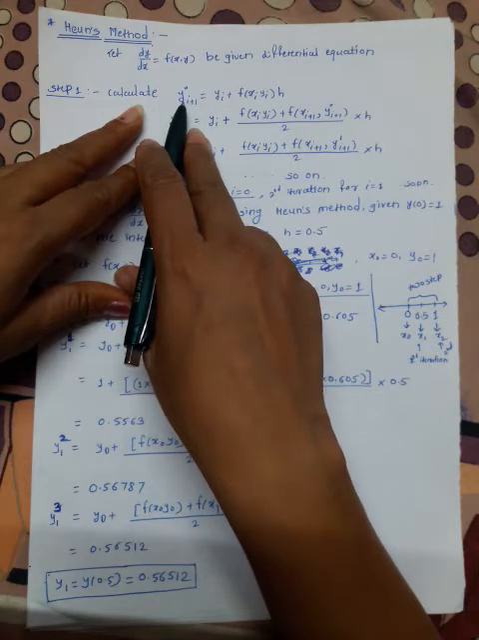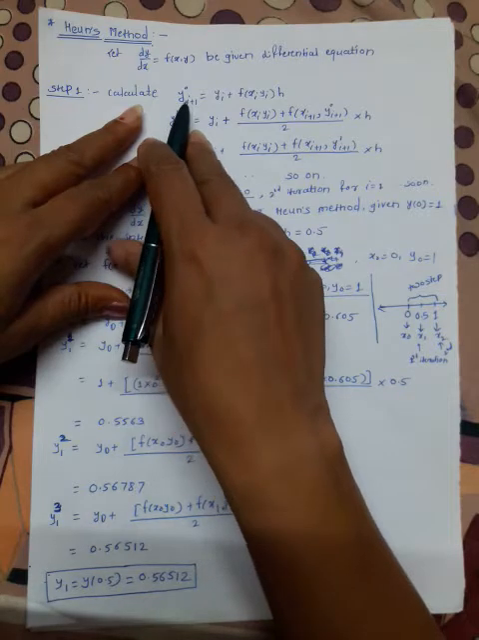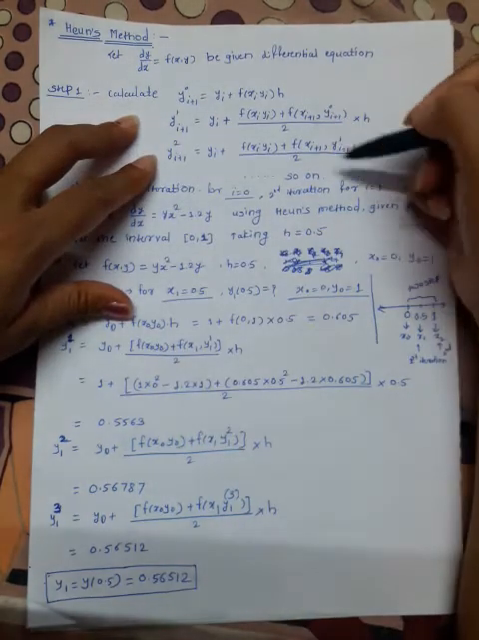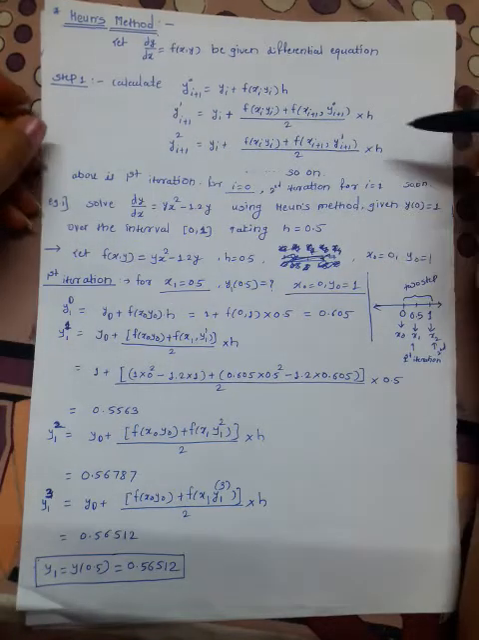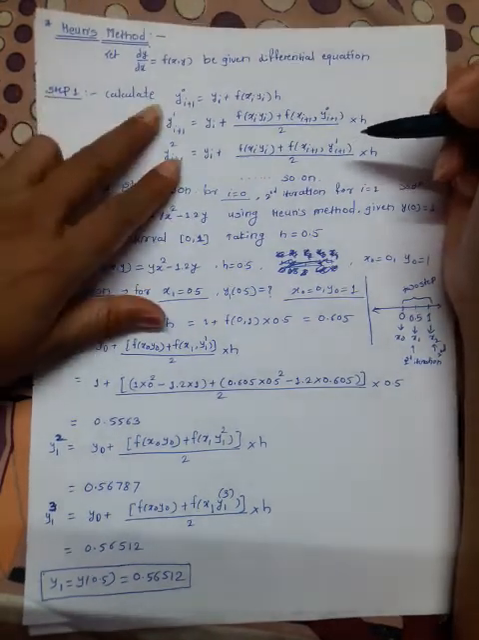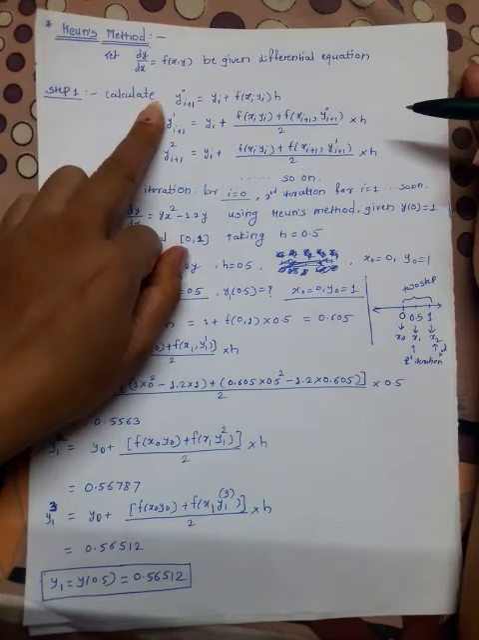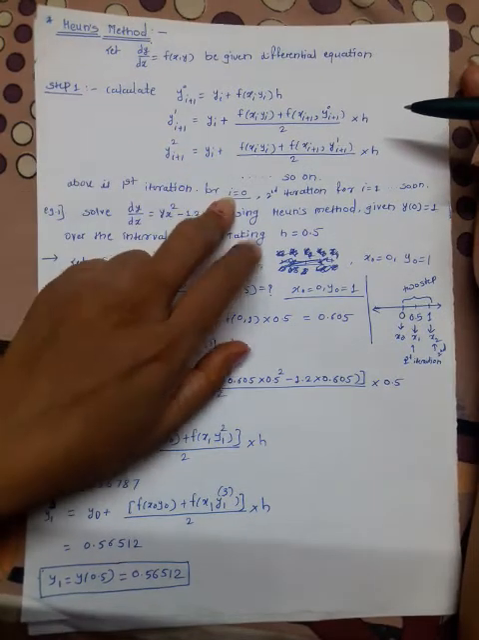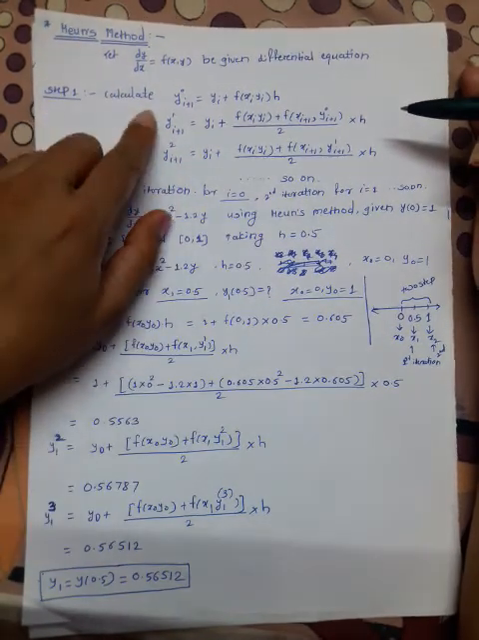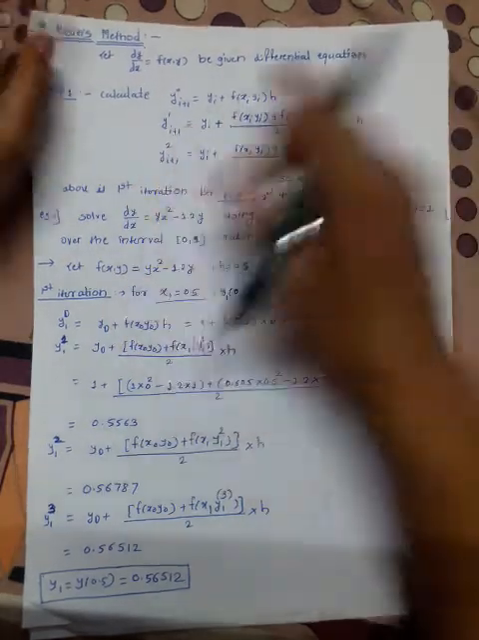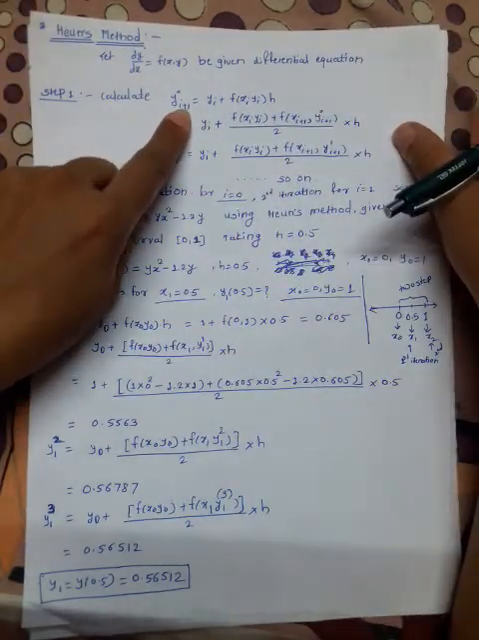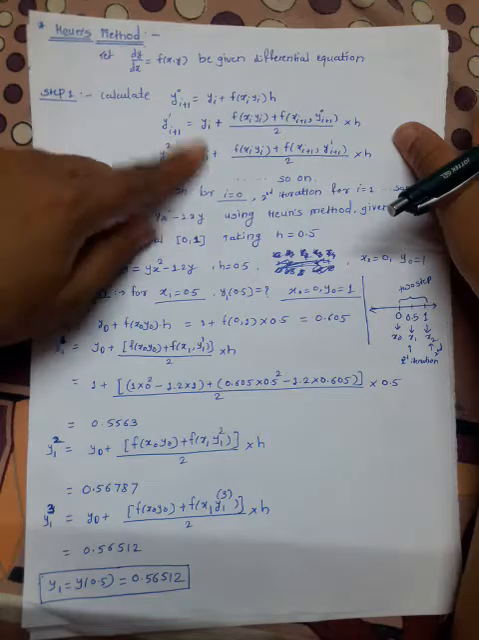In the example itself, they can ask for many steps, for first step, second step, depending on the value of h. Now these formulas you can generalize for n number of steps. The first formula for the first step, that is for i is equal to 0, that is the first iteration, is y(i+1) not. This is a general formula.